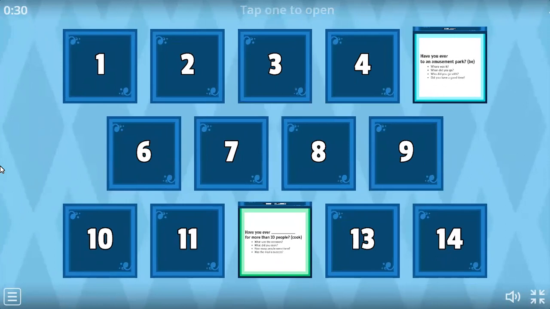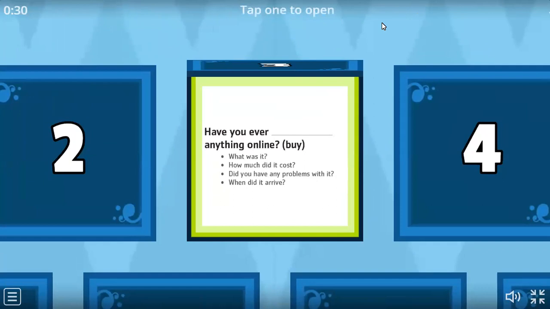Roxana. Number 3. Okay. Have you ever bought anything online? Yes, I have bought something online. What was it? I bought a dress. And how much did it cost? It cost, I don't remember, $15, I think. And did you have any problems with it? No, I don't have any problems. And when did it arrive? I don't remember. It arrived last month. Okay. Thank you.